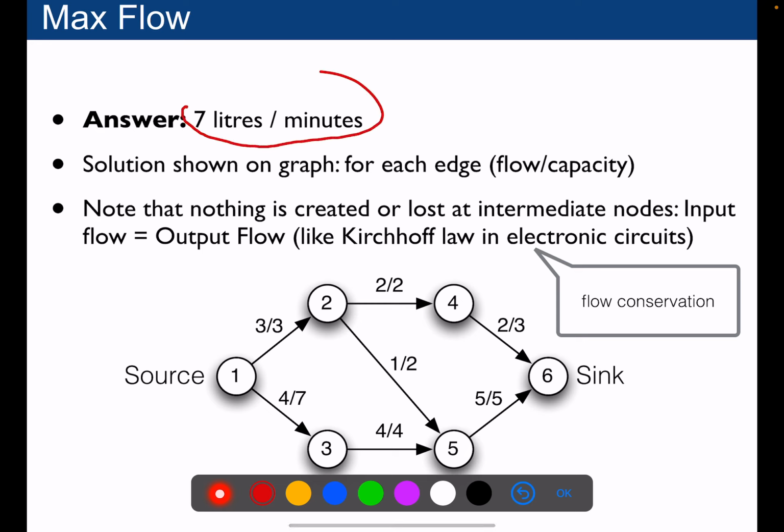Okay, that's the solution. And of course, as I said, nothing is created inside the intermediate nodes, which means that it's a little bit like Kirchhoff's law in electronic circuits. You have flow conservation. What enters a node is exactly the same as what leaves the node, right? And there is no accumulation either, right? You cannot accumulate here. So you have a perfect equality between the amount of flow that enters a node and the one that goes out of a node. That's the flow conservation constraint.